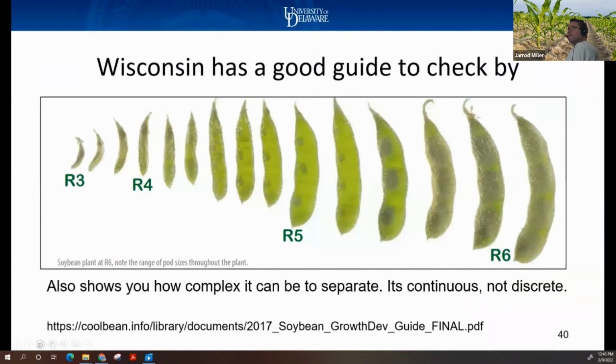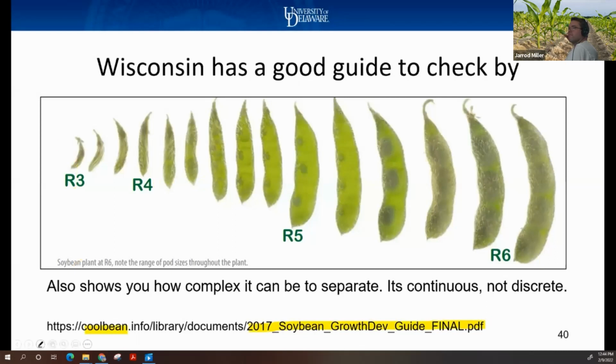One of the best guides out there is always going to be Wisconsin. They have a great soybean program. They really have a solid program, and they call it Cool Bean, but this is from 2017. But everything I've said in here is in much more detail in their guide.